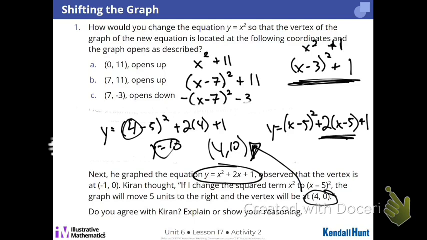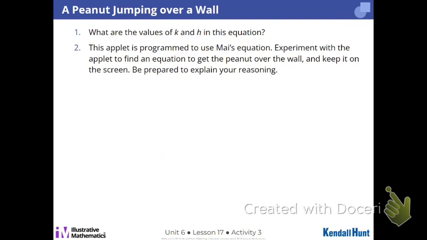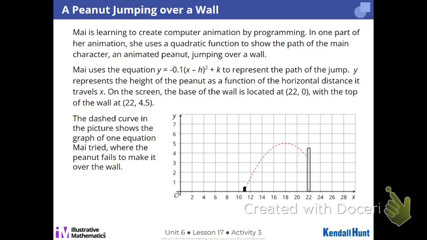All right, now let's talk about this peanut. Okay? So, May is doing a computer animation, and part of this animation is getting this peanut to jump over the wall. All right? And she's using this equation right here. Oop, miscircled. Right here. All right? What you need to do is start right now by writing the function for the peanut's current path.